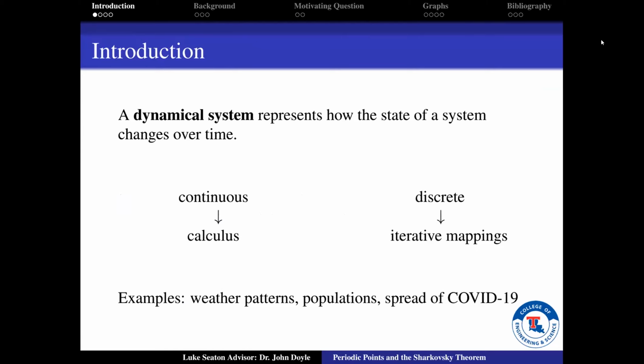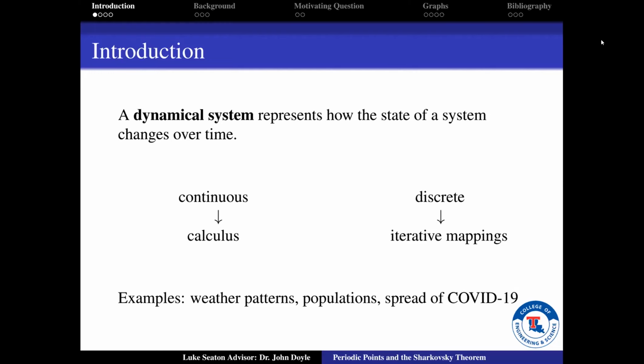So a dynamical system represents how the state of a system changes over time. This change can be captured as ongoing time or an interval, so continuous or discrete. A continuous system would be modeled through calculus and differential equations, while a discrete model could involve iterative mappings where the output of a previous state is used as the input for the next iteration.